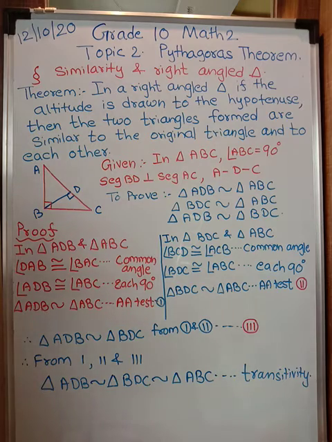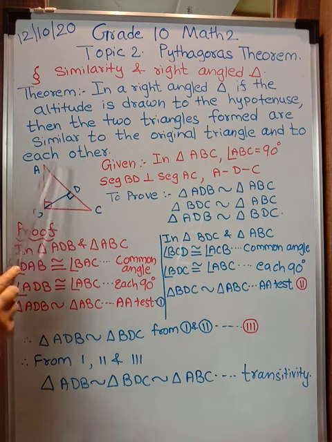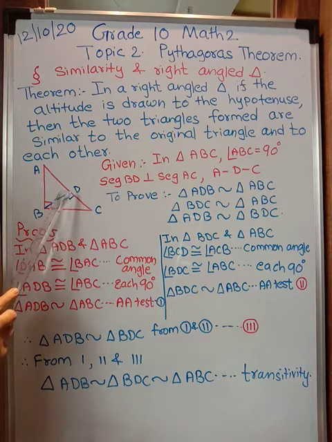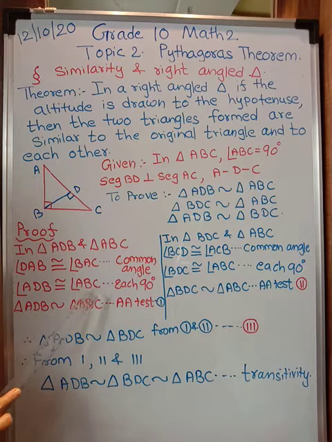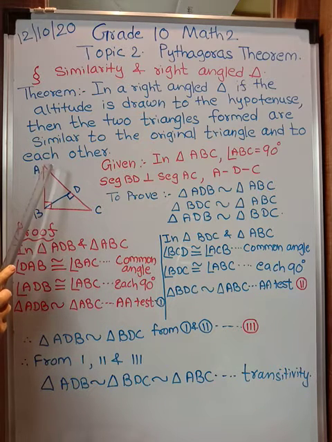So the proof is very easy. First consider two triangles, ADB, this triangle, and triangle ABC. Now in these two triangles, the bigger triangle and this triangle, angle A is common to both of them. You may say angle A is the common angle. Angle B is 90 degrees, and here angle D is 90 degrees. Angle D and angle B, each is 90 degrees. So by the AA test of similarity, the bigger triangle is similar to this triangle ADB.